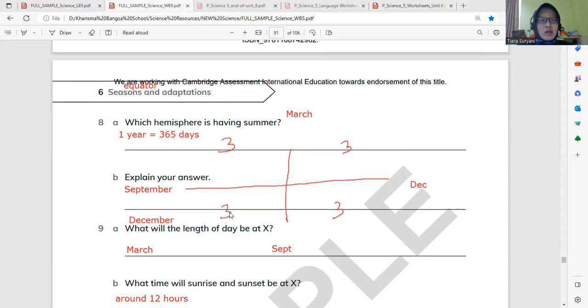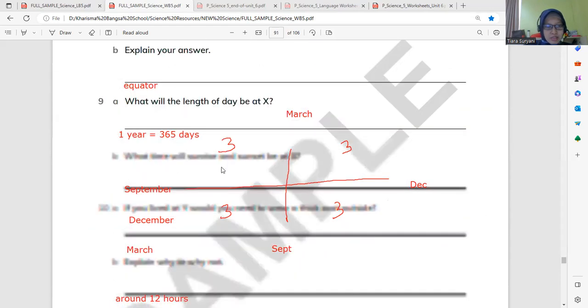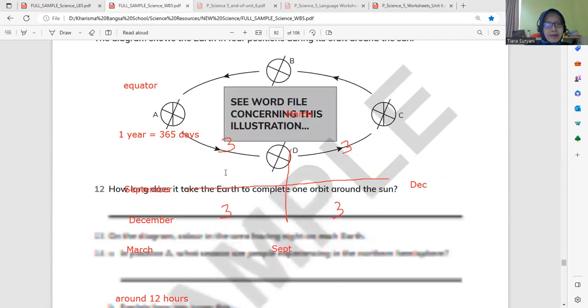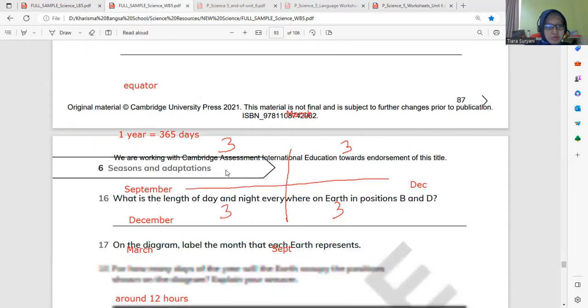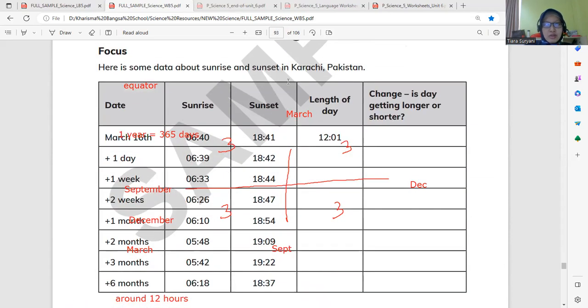And please, you may continue to do the practice after, on the next page. But we are not going to discuss that. This one is important. Okay, the next one is about seasonal changes.